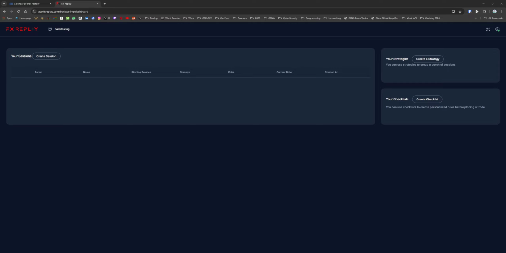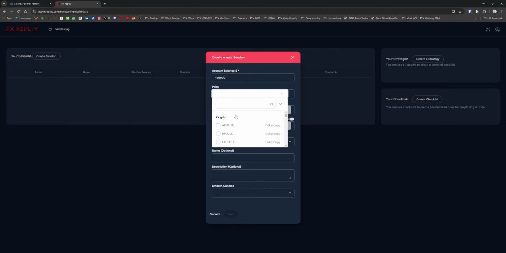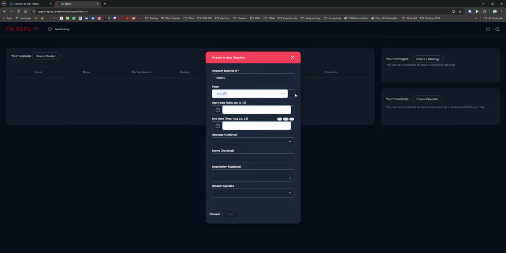If you haven't used FX Replay before, this is how you create a session. You sign up, create an account, blah blah blah. You're over here, you'll see this dashboard. You create a session. We're going to simulate a 150k prop firm account size. We'll go with NQ.